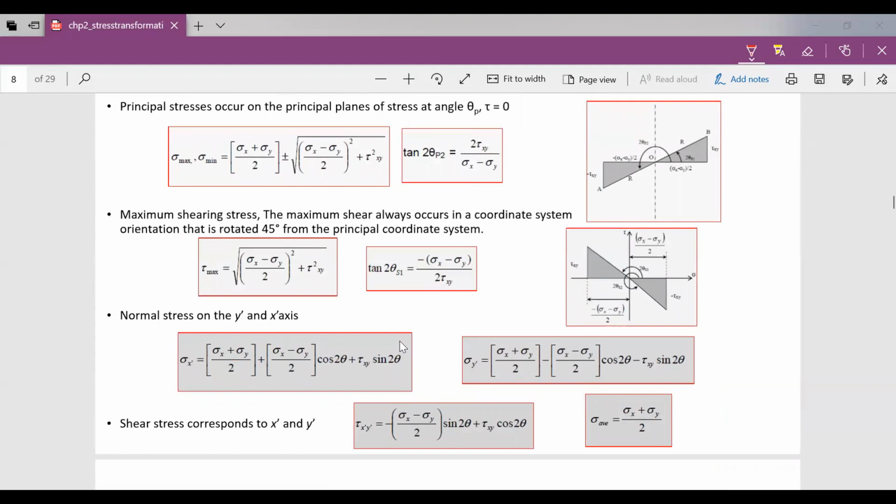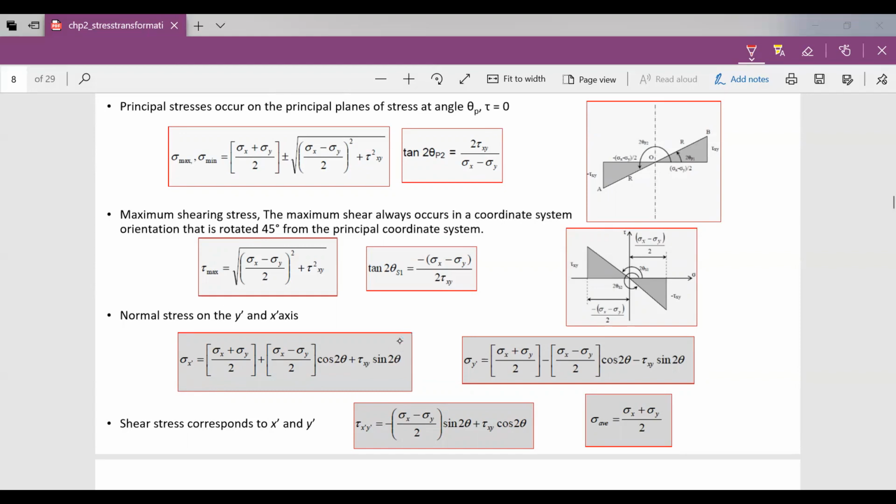To find the principal stress on the principal planes at the angle theta where tau is 0, the formula is sigma max or sigma min equals sigma x plus sigma y over 2, plus and minus the square root of the bracket sigma x minus sigma y over 2, to the power of 2, plus tau to the power of 2. We have all the formulas here. If you want it easier, you can pause this video and snap all these formulas.